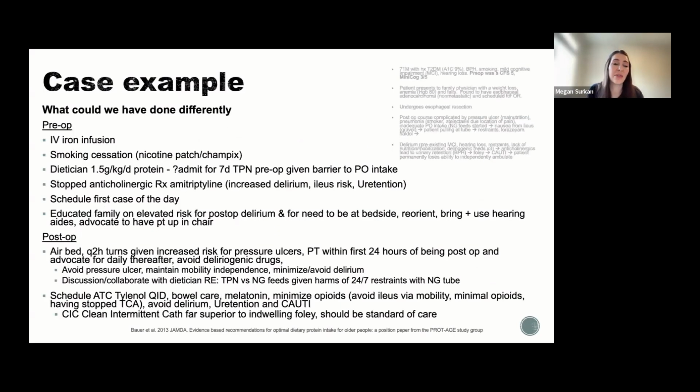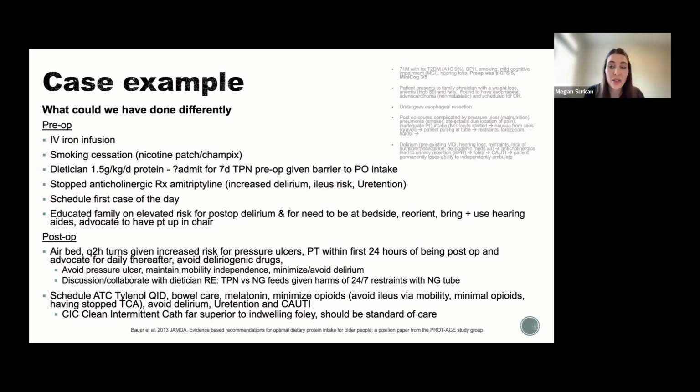So what could we have done differently? Had we had a little bit more lead time with that anemia, hemoglobin of 80, maybe we could have, and this is something we can do through day hospital, gotten people in for IV iron infusions to try to optimize his hemoglobin preoperatively. We could have talked to him about smoking cessation, even a week or two before surgery, getting a nicotine patch, etc. That may have helped with the post-op pneumonia.